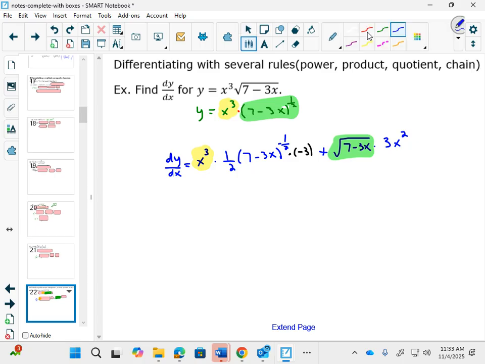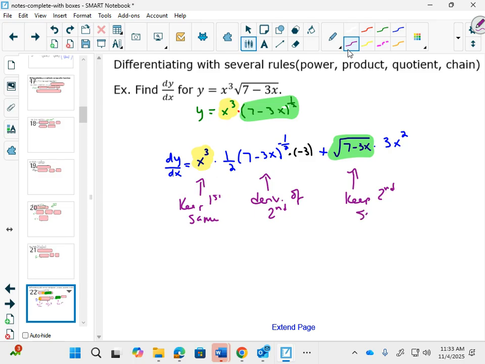So I'm going to write down what we were saying as we were doing it. Product rule was keep the first the same, derivative of second, keep the second the same, derivative of the first. That's my product rule in purple.